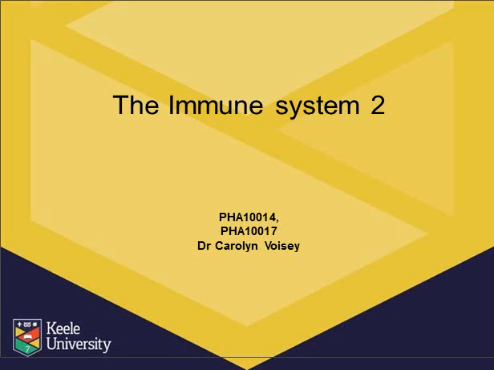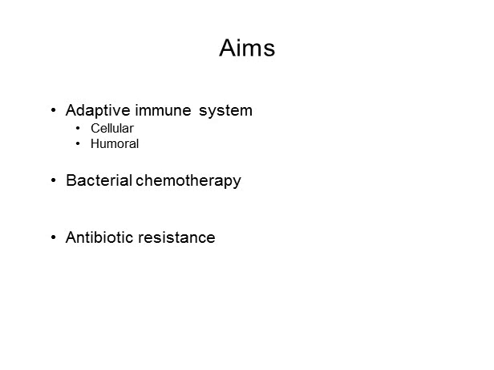Hi guys, welcome to the second lecture in our series on the immune system. The aims of this lecture are to cover the adaptive immune system. We're going to go over the humoral and the cellular parts of this, including different cell types and antibodies. We're then going to move on to the cause of other infections. Briefly, we're going to cover antibiotic chemotherapy with bacteria, and finally we're going to discuss a little bit about antibiotic resistance.